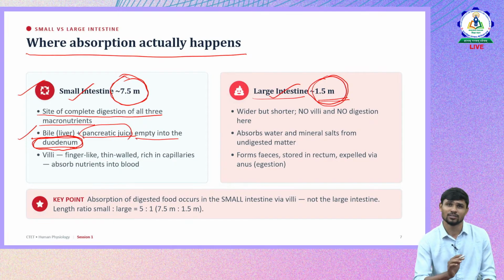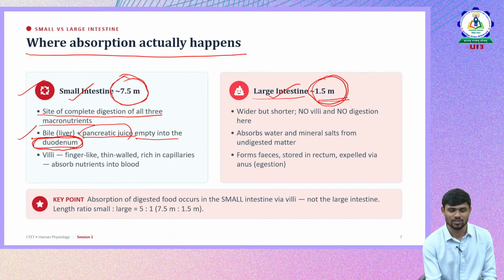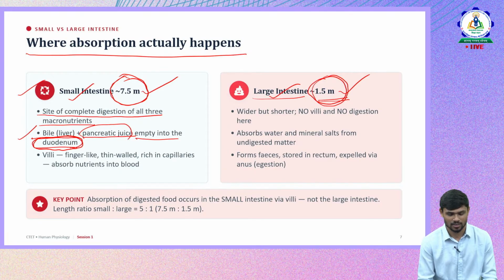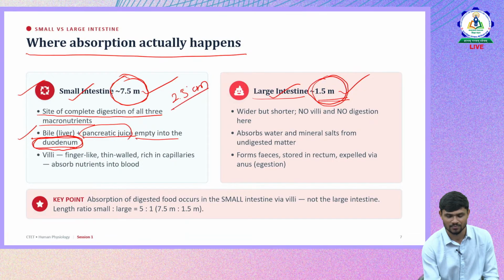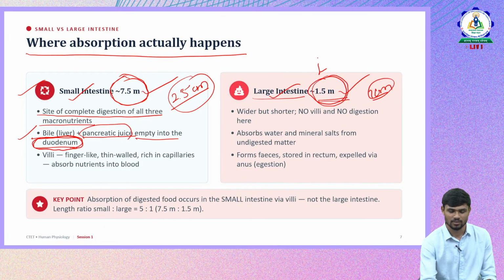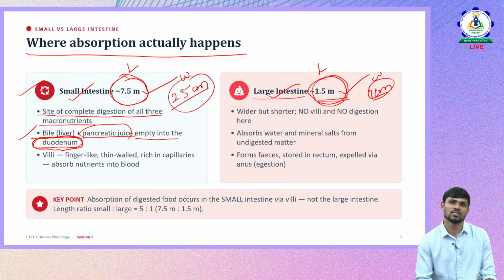Whereas with respect to length, it is the small intestine which is bigger in size, and the large intestine which is smaller in size. The small intestine has just 2.5 centimeters of width, whereas the large intestine has almost 7 centimeters of width. So this is the length, and this is the width. This is the concept behind the small and large intestine.